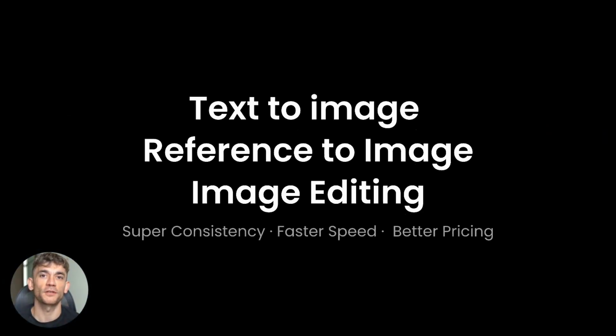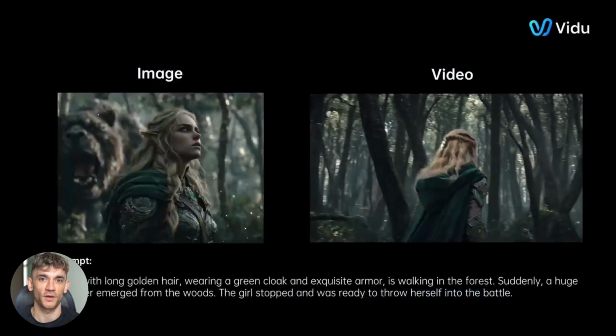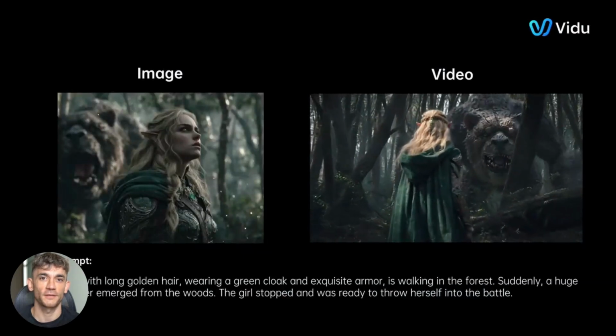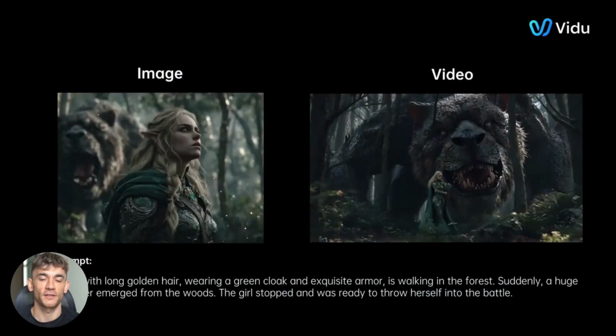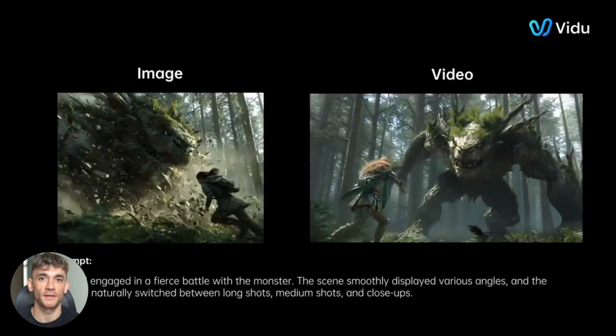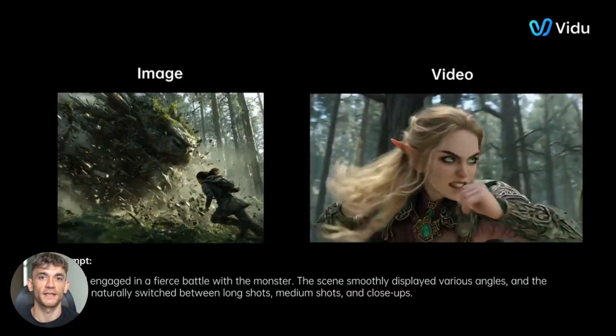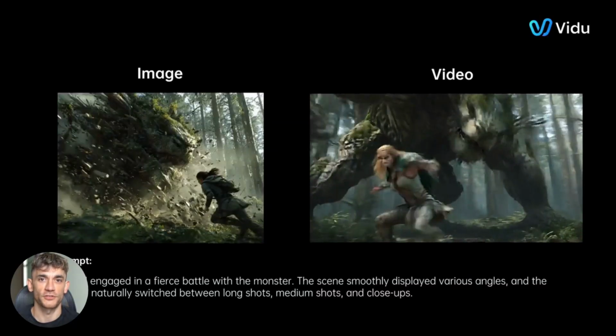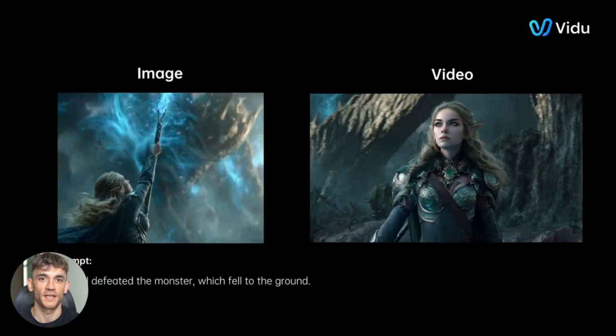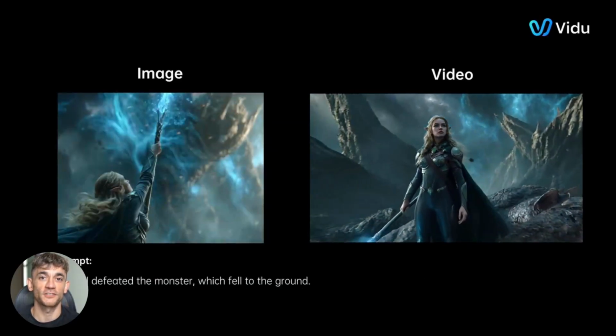But here's what makes Video Q2 different from everything else out there. It supports something called reference to video. This is huge. You can upload up to 7 reference images, faces, scenes, objects, props, and the model will blend them into one video while keeping each element distinct. So you're not just typing a prompt and hoping for the best, you're giving it actual references to work with.